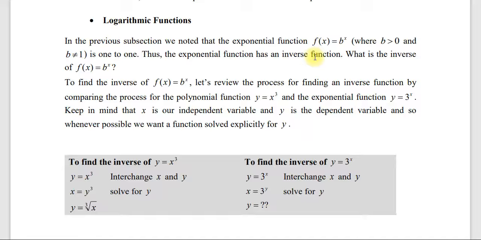Inverse function አለ። What is the inverse of f(x) = b^x? አሁን የኤክስፖኔንሻል ፋንክሽን ነው። የዚህ ኤክስፖኔንሻል ፋንክሽን ኢንቨርሱ ማን ነው? To find the inverse of f(x) = b^x, let us review the process of finding an inverse function by comparing the process for the polynomial function y = x³ and the exponential function y = 3^x. Keep in mind that x is our independent variable and y is the dependent variable, and so whenever possible we want a function solved explicitly for y.